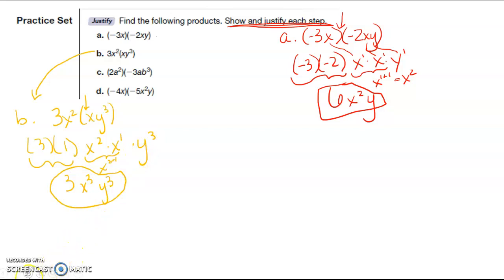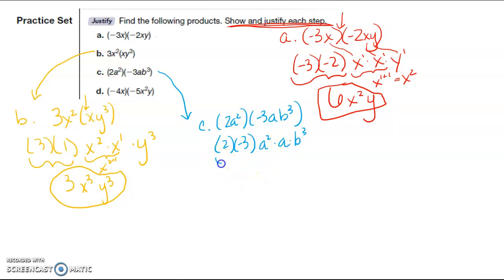Okay, let's change colors, and let's do C. We'll do that here in the middle. So I have 2a squared times negative 3ab cubed. I'm going to multiply my numbers, and then I have a squared times a times b cubed. So 2 times negative 3 is negative 6. I have a squared, and this has the invisible 1 as its exponent. So I have a to the 2 plus 1, which is a cubed, b cubed. So that's the answer there.